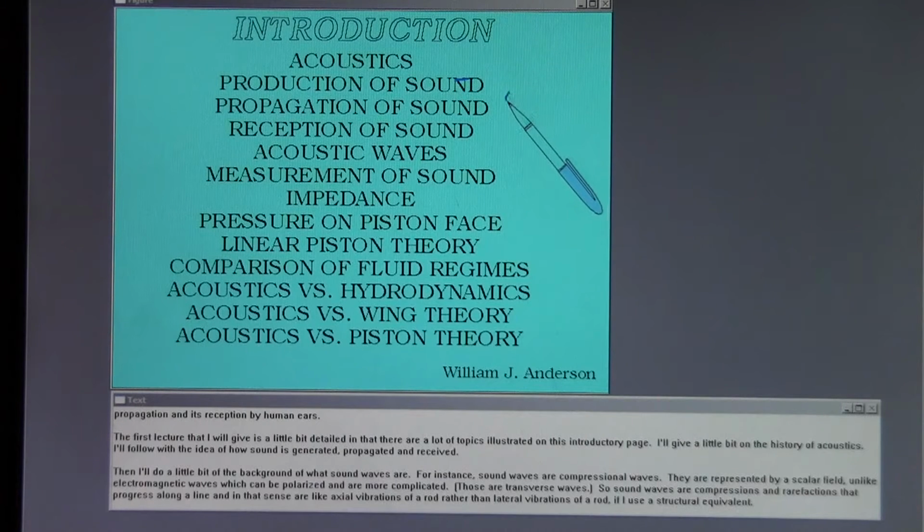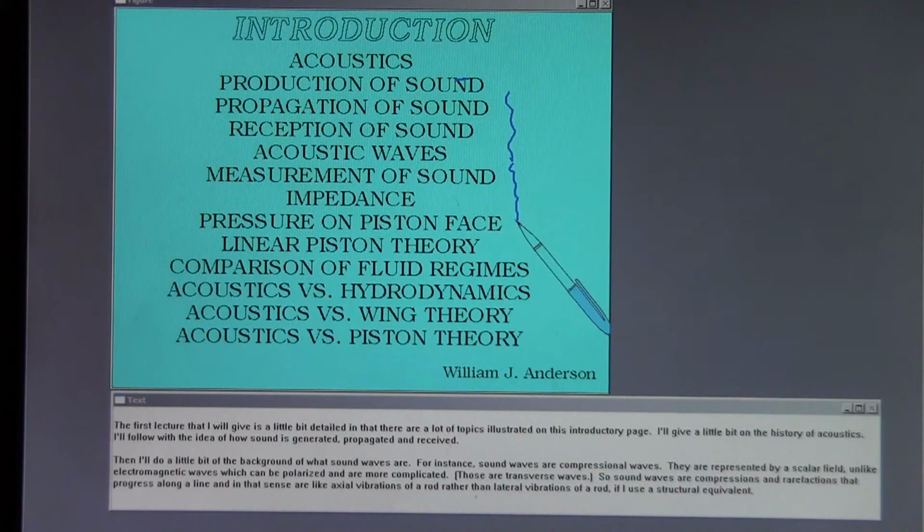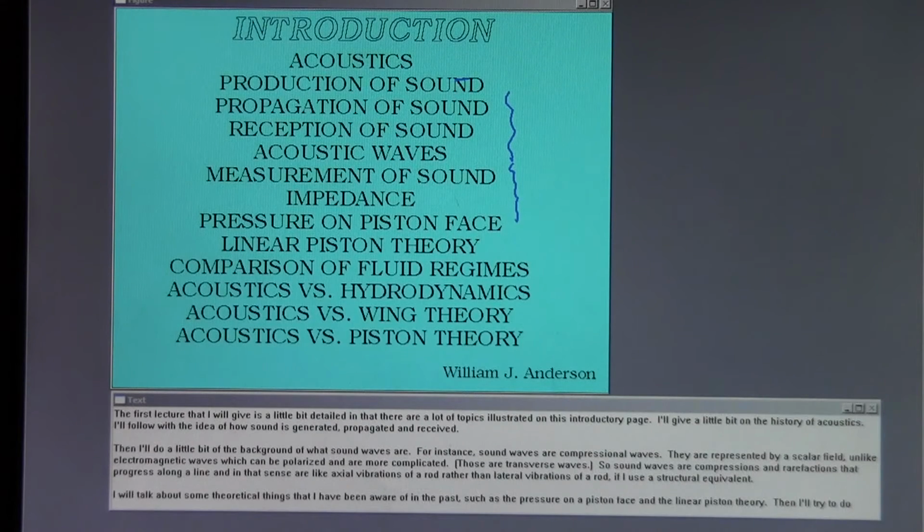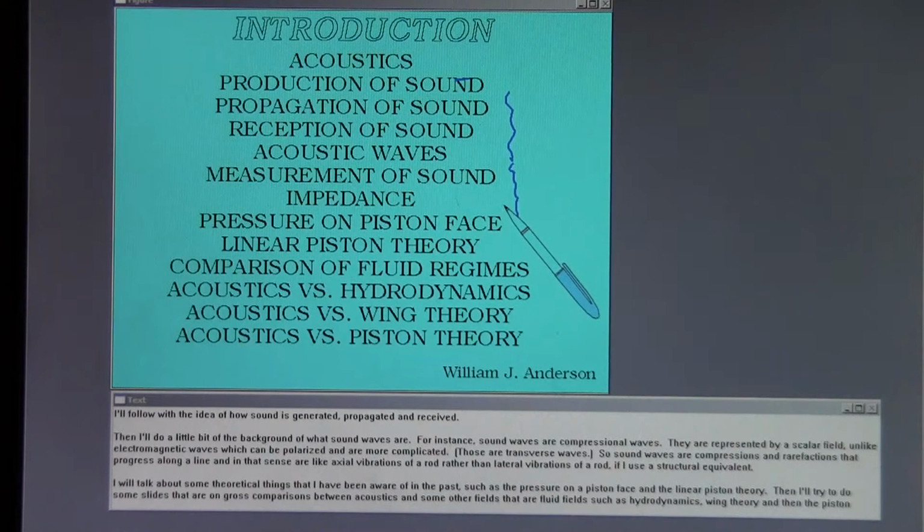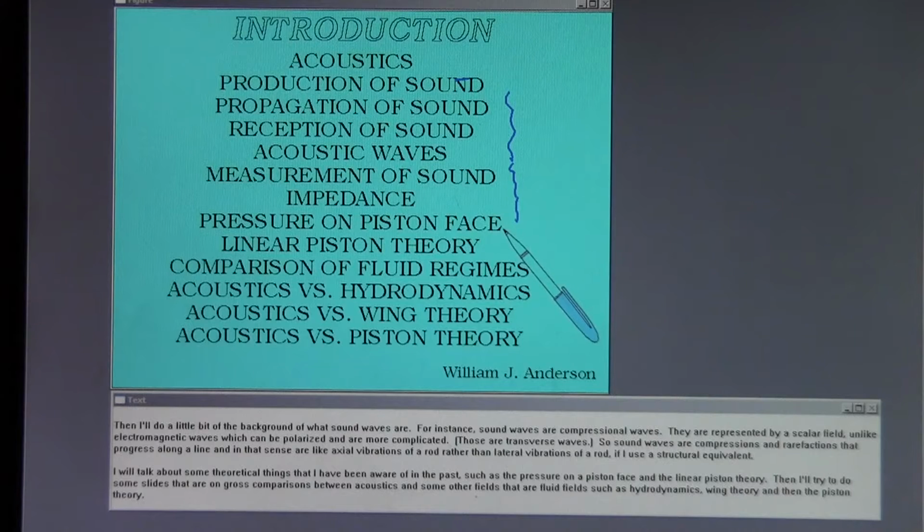I'll follow with the idea of how sound is generated, propagated, and received. Then I'll do a little bit of the background on what sound waves are. For instance, sound waves are compressional waves. They're represented by a scalar field, unlike the electromagnetic waves, which can be polarized and are more complicated. Those are transverse waves. So sound waves are compressions and rarefactions that progress along a line, and in that sense are like axial vibrations of a rod rather than lateral vibrations of a rod, if I use a structural equivalent.